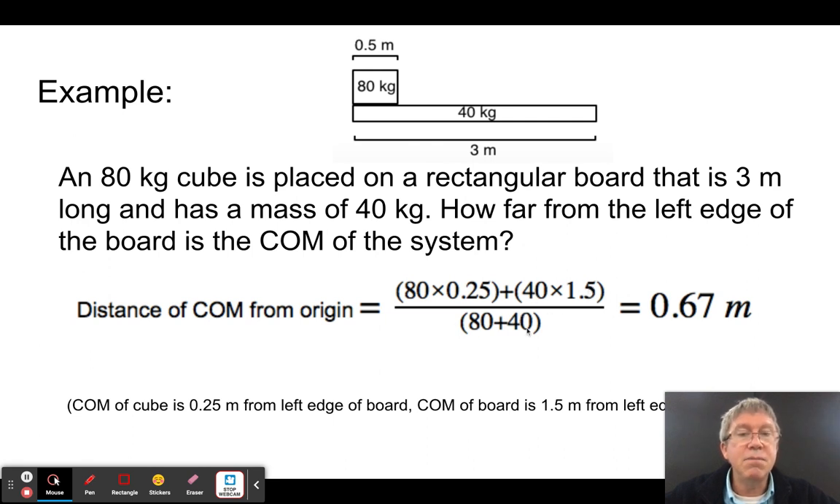And I'm going to divide by the combined masses. And when I do that, I get 0.67 meters, which means the center of mass of the system is located 0.67 meters away from the left edge here.